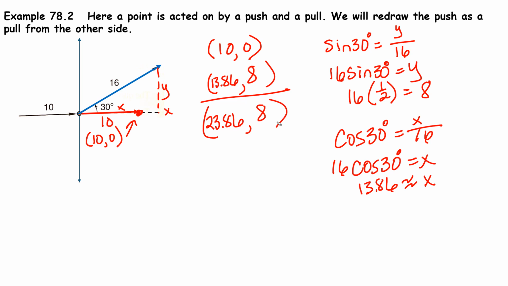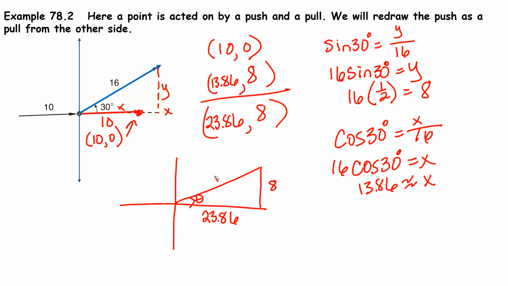So now I need to change this back to polar coordinates. So I'm going to think about it. It's got both a positive x and a positive y. That is in the first quadrant. So my x is 23.86 and my y is 8. I need to find theta and r. To find r, I use the Pythagorean theorem.